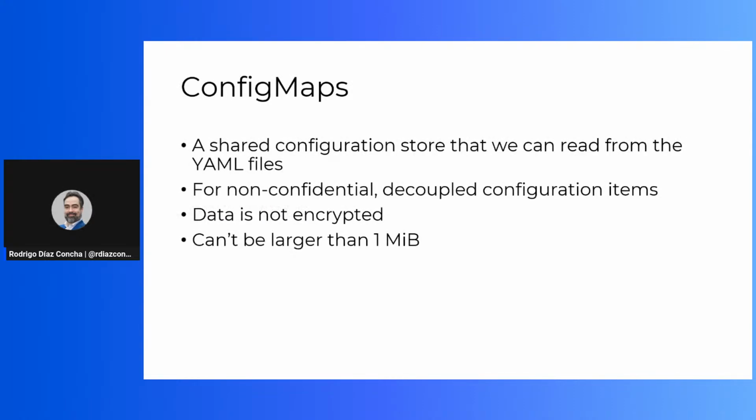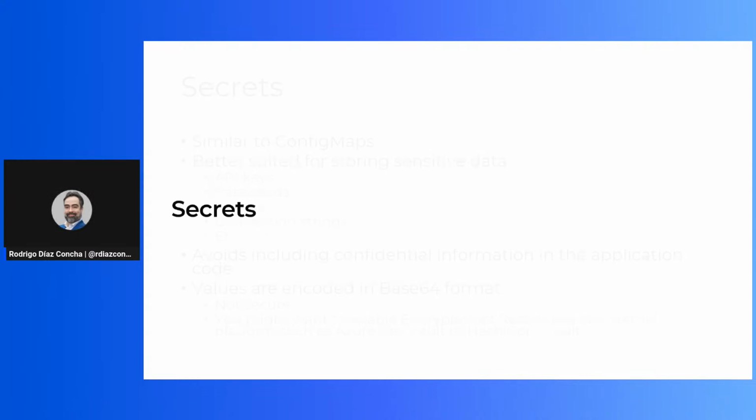Config maps. This was the last session, I guess. Config maps allowed you to store configurations instead of just hard coding those configurations in your manifest files. However, with config maps, the data is not encrypted. Okay, this is for non-confidential decoupled configuration items. If you want to have more security, then you might use secrets.